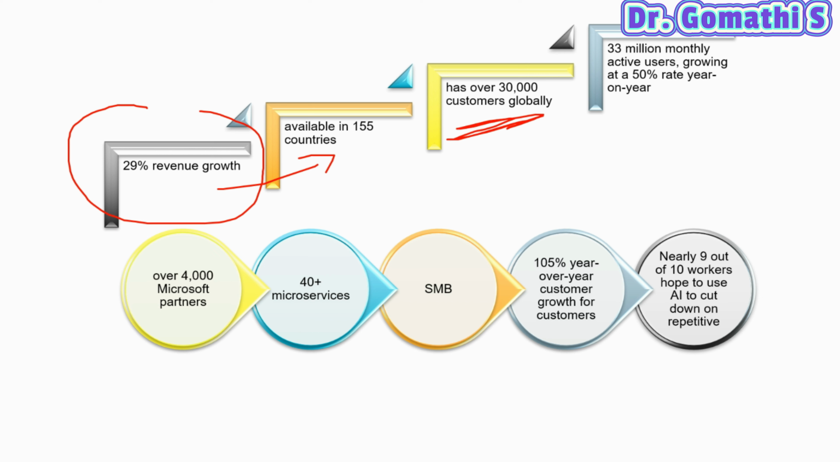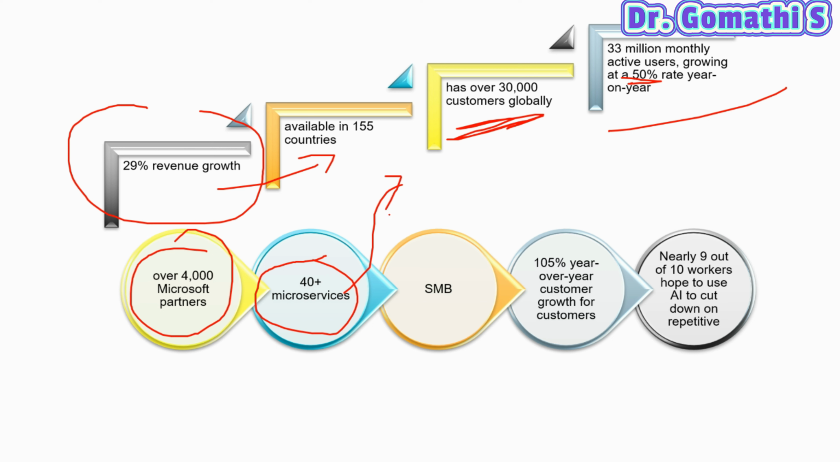Okay, Power Platform has almost 33 million monthly active users, growing at 50% rate year on year. Okay, the ecosystem is strong with over 4,000 Microsoft partners. And Business Central is a best cloud platform for ERP with 40 plus microservices. If you don't know what is microservices, just comment what is microservices. I'll reply you, or we will have a separate video for that.